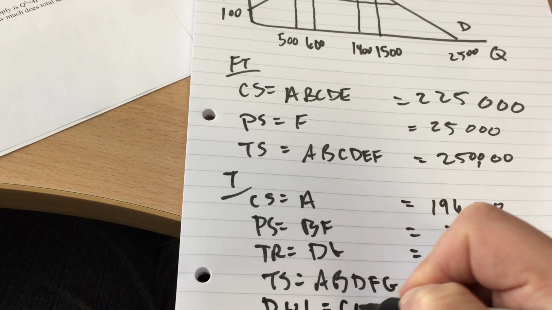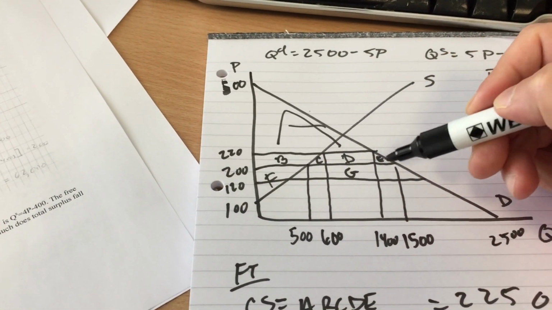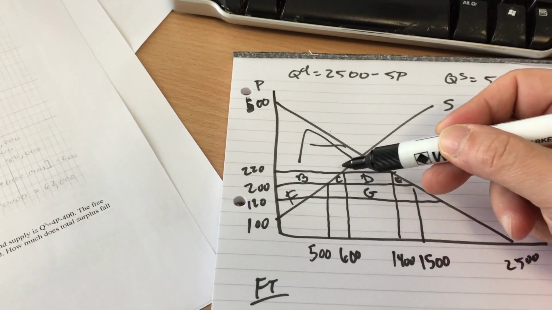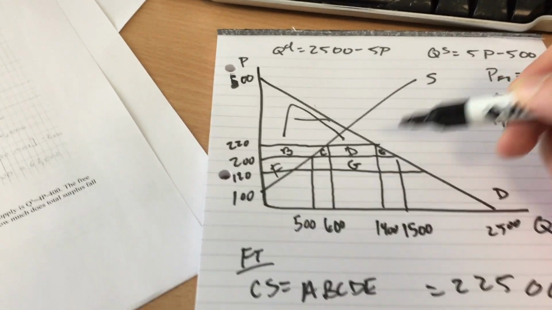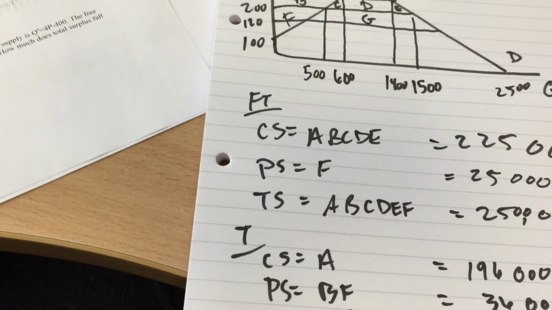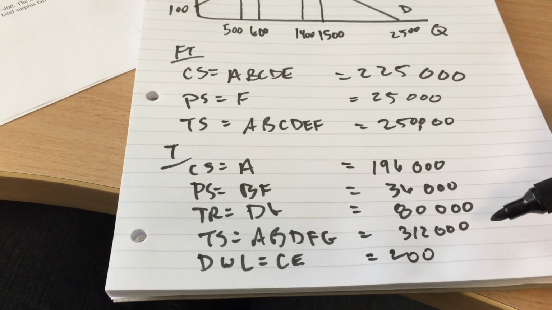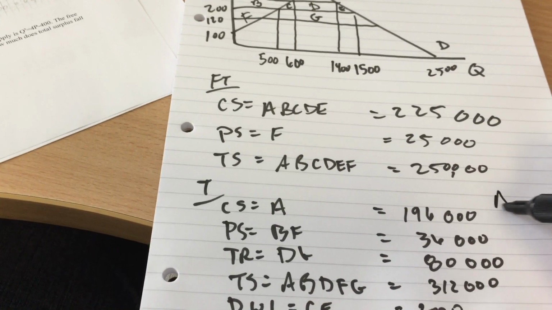Where did C and E go? Those guys are dead weight loss. So it's the fact that we're making 100 more than we should, and we're buying less than we ought to. So it's 1/2 the base, 100, times the height, 20, plus 1/2 the base, 100, times the height, 20. So dead weight loss is 200. So how much did total surplus move? Well, it went from 250 up to 312. So that means total surplus changed by 62,000.